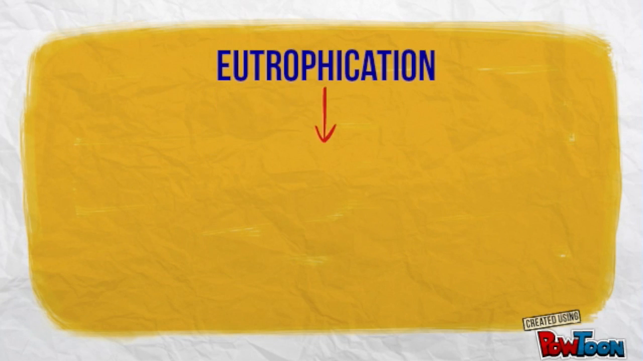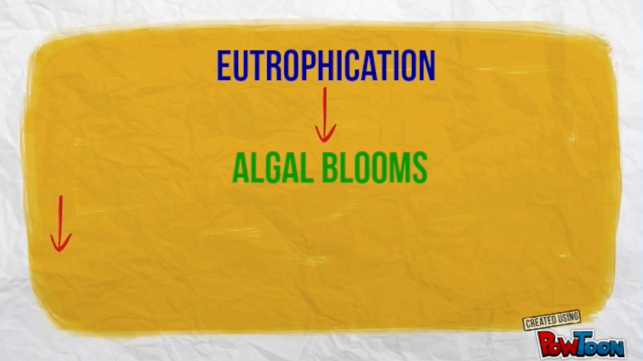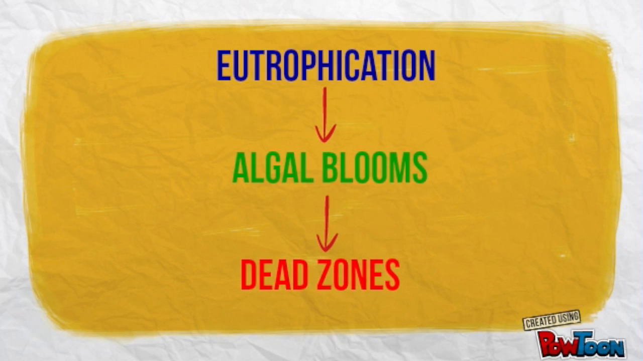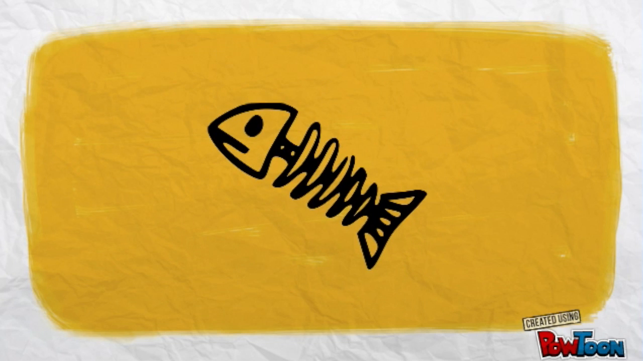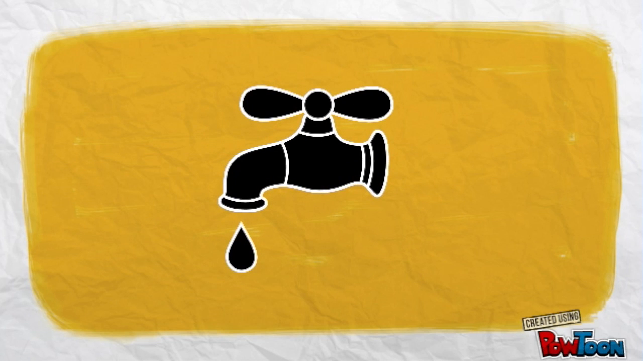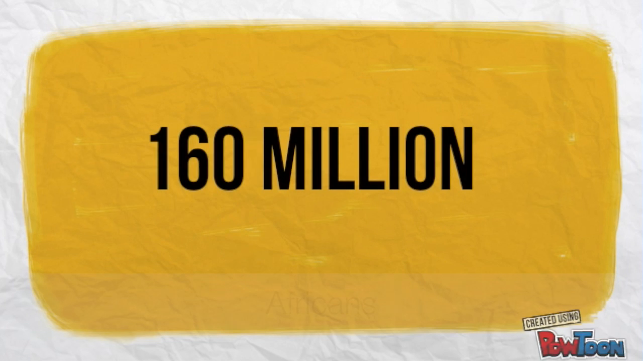What is this excess of minerals called? Eutrophication, which leads to algal blooms that die and create dead zones. I know! The eutrophication seriously affected the fishing industry in the Nile. It also infected the only drinking water source for nearly 160 million Egyptians.